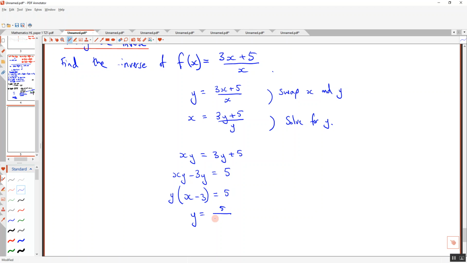And then there's one final step that you must do, okay? You get a mark for it. You must make sure you change your y to the inverse function.